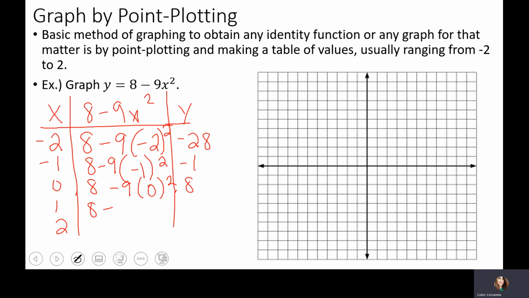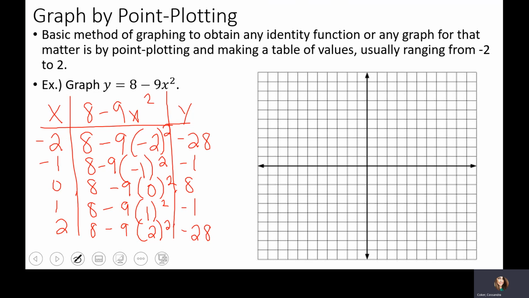And if you will recall, this is a quadratic, because of course it has the exponent of 2 on x. A quadratic function is symmetric, so you will actually see this symmetry in your table as we go down. So here you have -28, -1. Then when you plug in 1, you're also going to get -1. When you plug in 2, you're going to get -28.